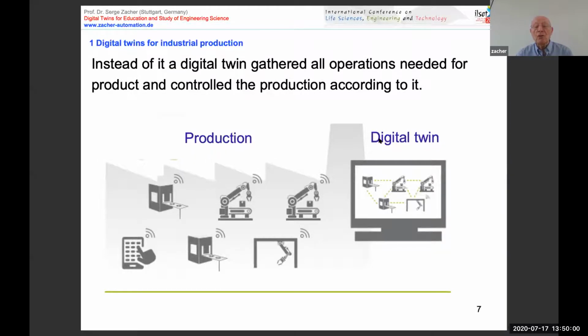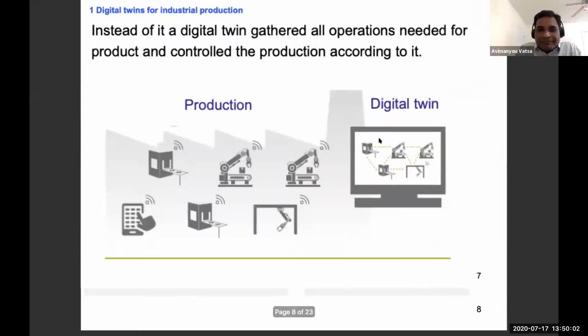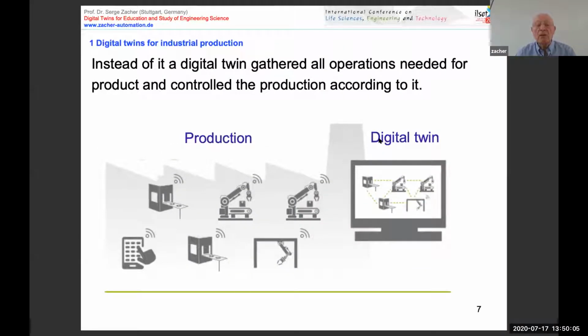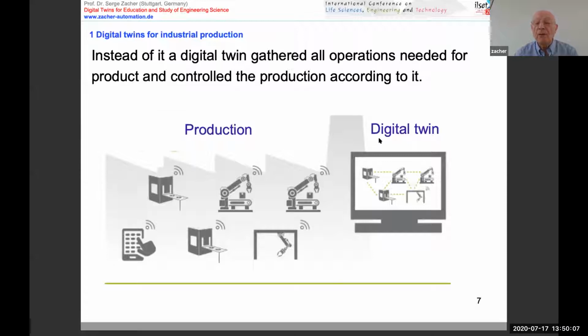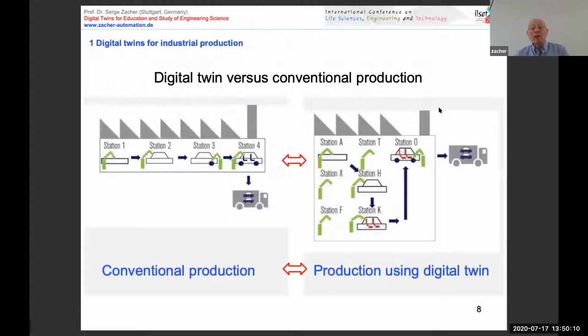So the next figure shows the difference. Yes, you see now the difference. On the left, we have the conventional production, one station after another. And on the right, we see that the station will be chosen according to the digital twin. As for industrial production, it is not our topic. That's why that's enough for industrial production. The next figure, please.